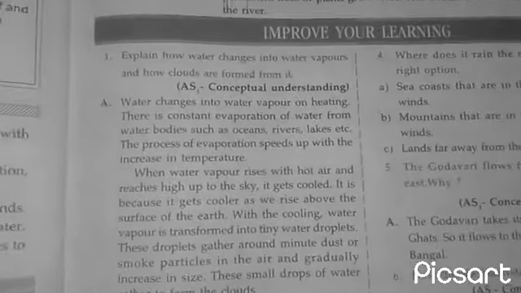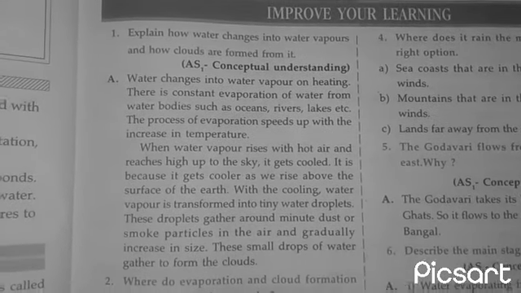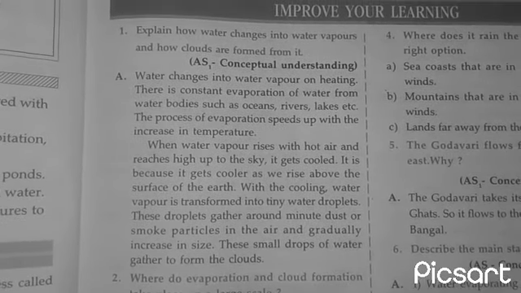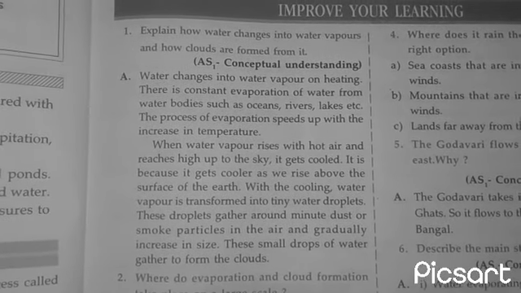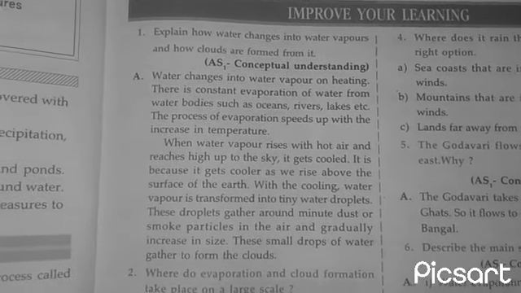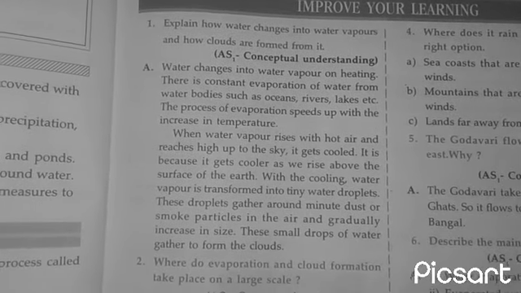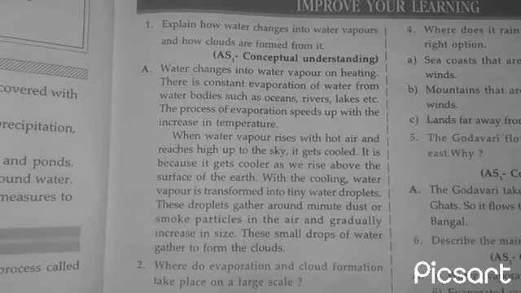So here are the question answers. First one: explain how water changes into water vapor and how clouds are formed from it. So this is our first one. You can check in your textbook if the question answers are different or same. Then this is the second one.